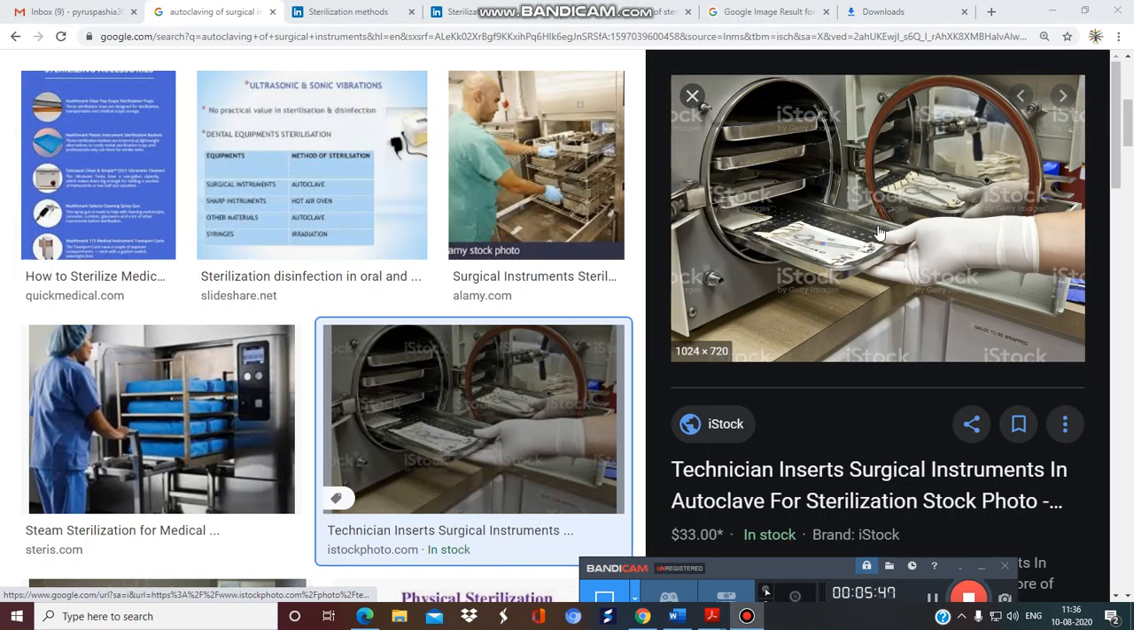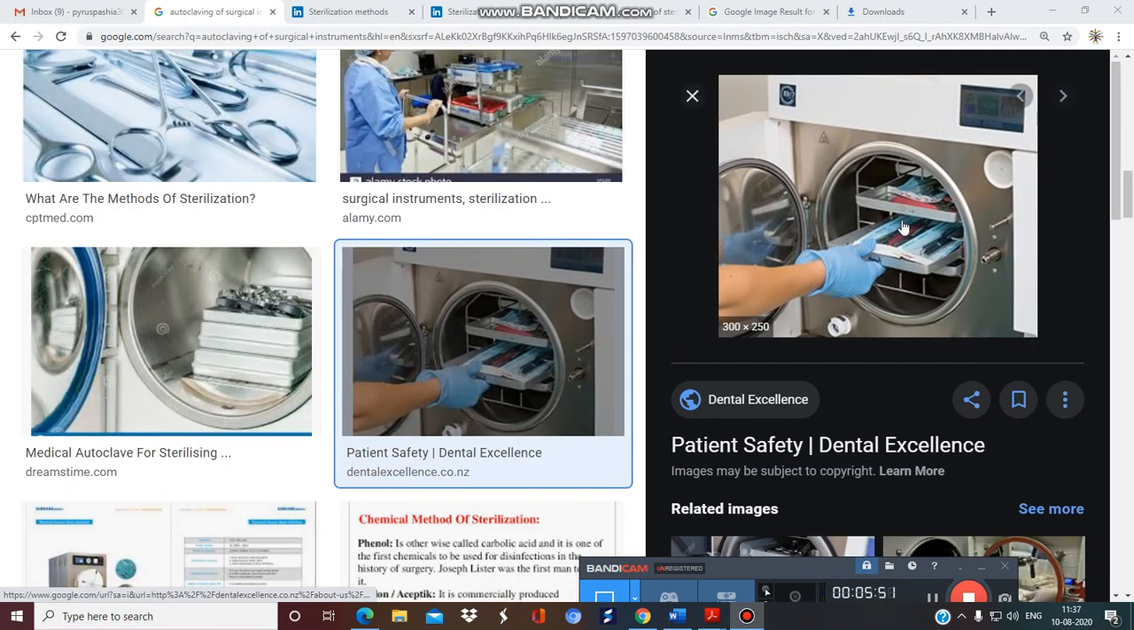So this is surgical instrument autoclaving. Just see here, all the surgical instruments are put into the autoclave.